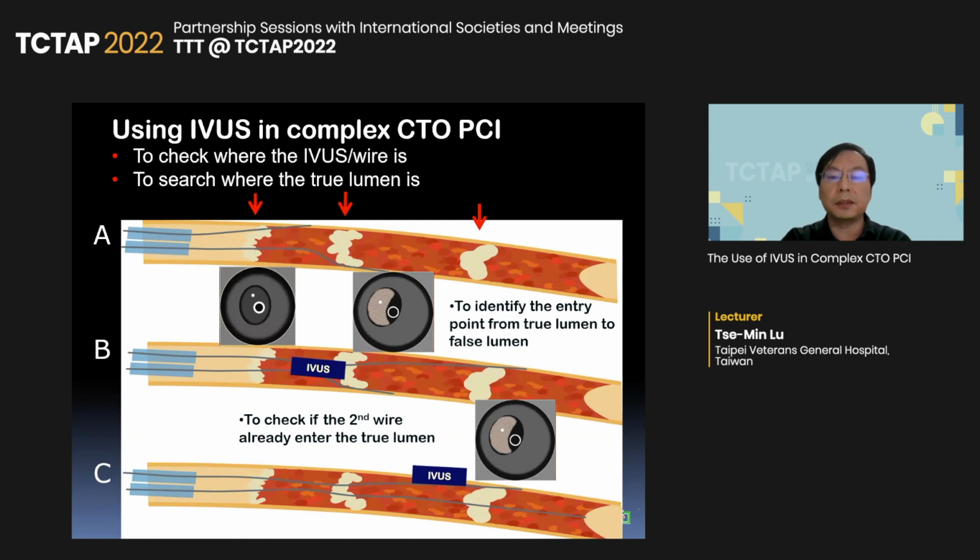We know that during the antegrade approach, we can use wire escalation or even the power wire technique. But if we use IVUS, we can check the relationship of the wire to the true lumen or false lumen, and use IVUS to guide our wiring to cross the CTO region. And here I would like to share my two cases for the IVUS-guided re-entry wiring.